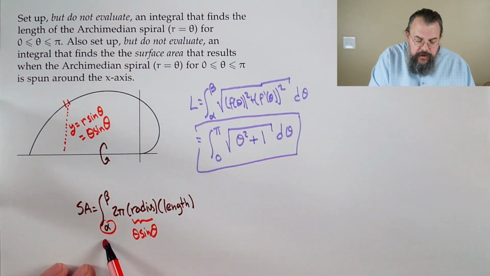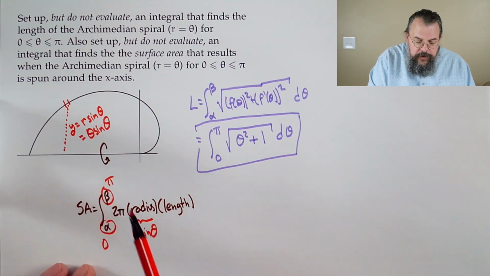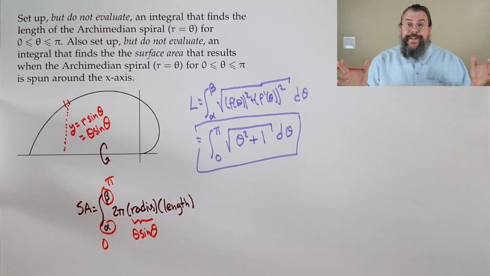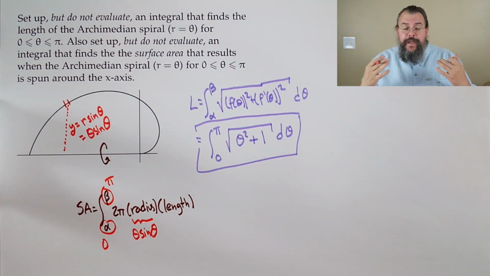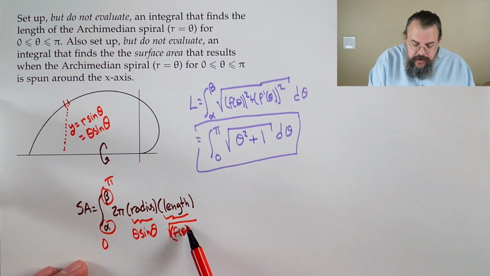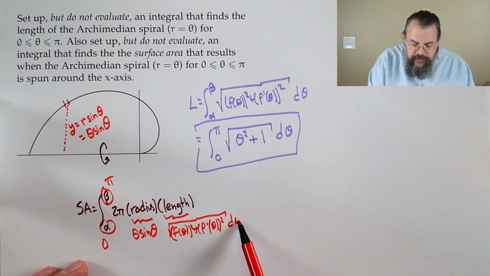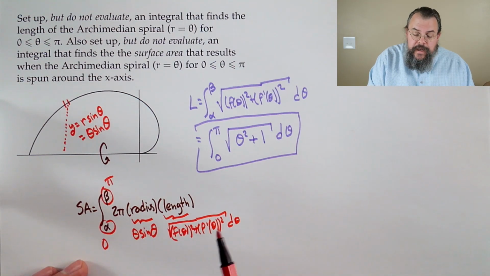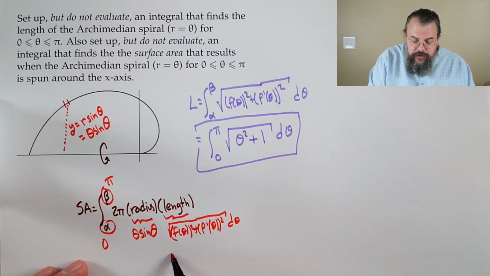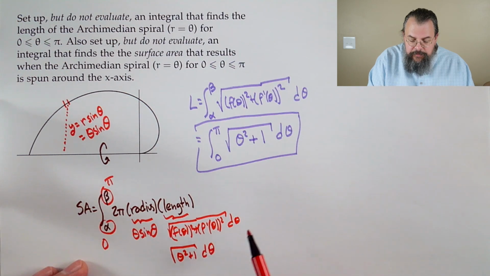Our bounds, by the way, are freebies. We already know where we go from. What about length? Well, we actually know it. You see that formula we came up with, that expression, the square root of f of theta squared plus f prime of theta squared d theta, that's the length formula. And the thing is, it's right there. That's what we were computing. So this is the square root of theta squared plus 1 d theta.